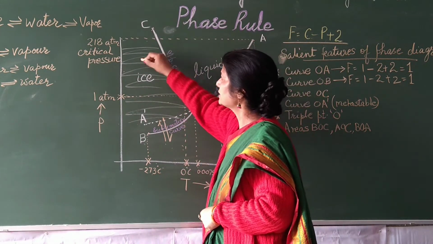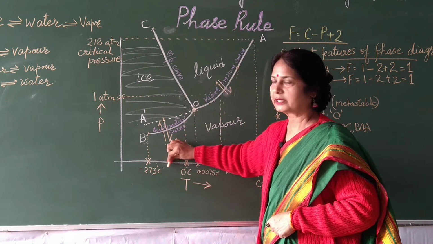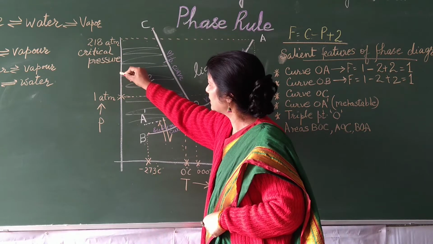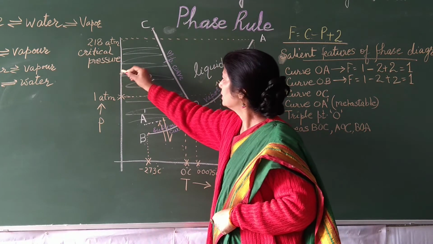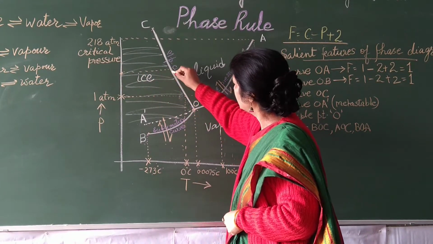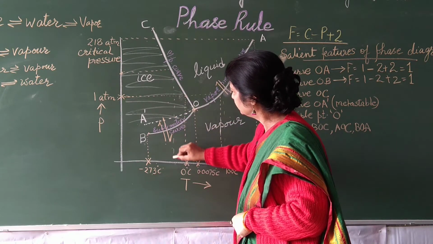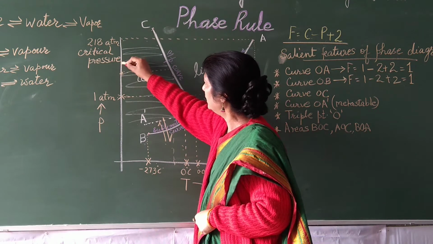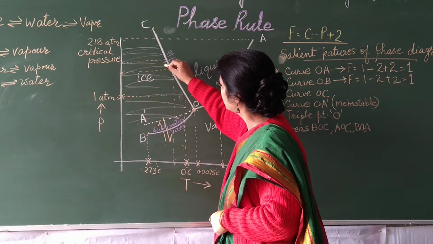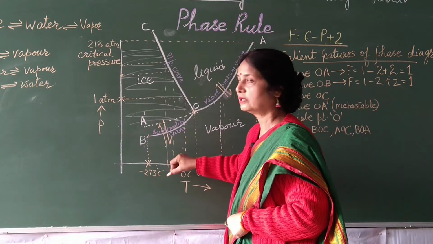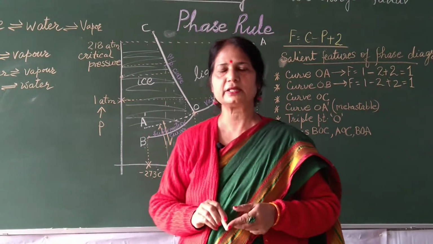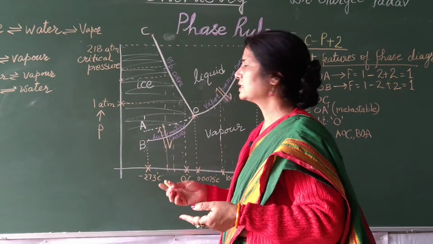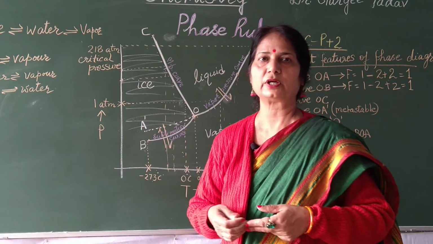If we increase the pressure, the freezing point decreases. Suppose we are selecting this pressure, then the freezing temperature is this much. But when we increase the pressure to some other level, then the freezing point becomes this. This means that the freezing point is decreasing with the increase of pressure. This is due to the anomalous behavior of water.